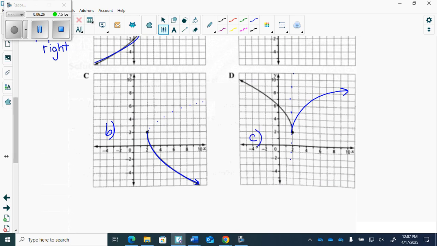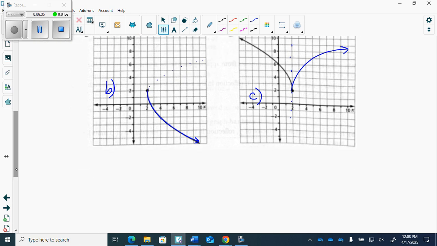So most people type it into their calculator right away and try and compare. You don't need to, right? Just use your reflections. All right, next page.